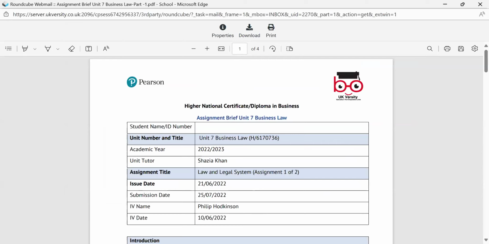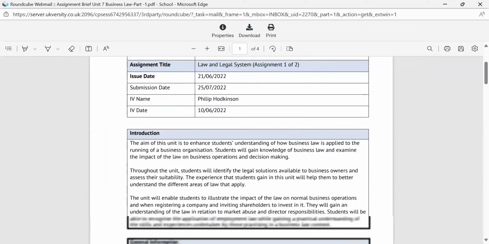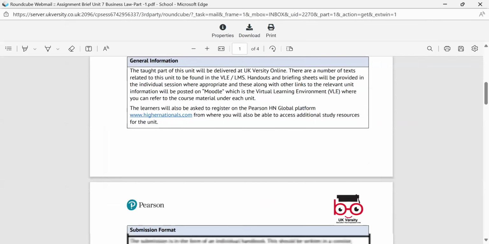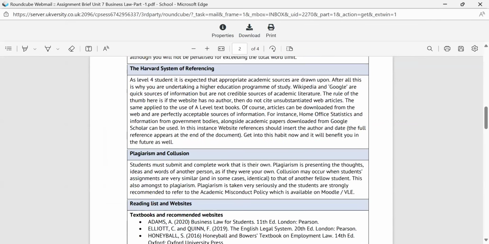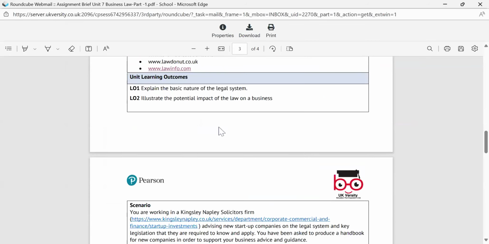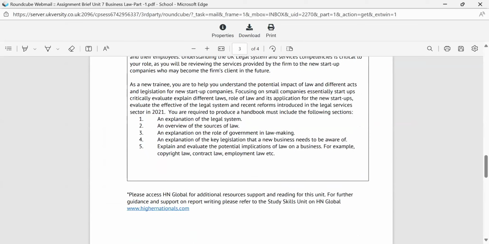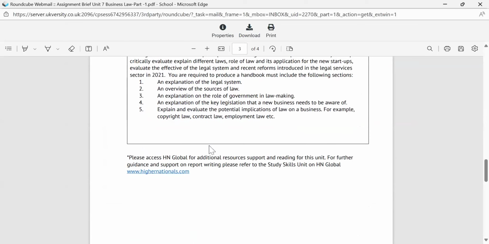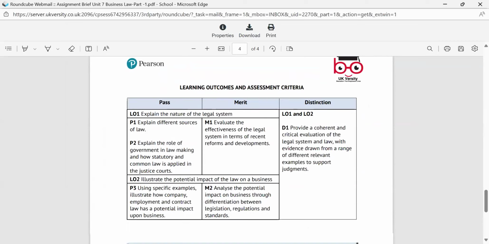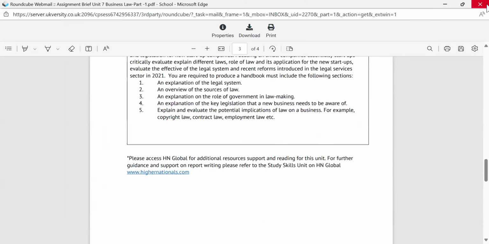Yes, I can. Okay. This is assignment 1 of 2, where you will look at the introduction, general information, the submission, the Harvard referencing, and then it goes on to tasks, what is expected of you in this assignment. I'm not going to go through that now because we've got an assignment discussion session towards the end. I just want to show you how it looks, so if you have to look at it on Moodle, it's there for you, okay?